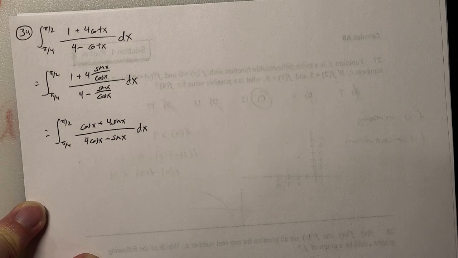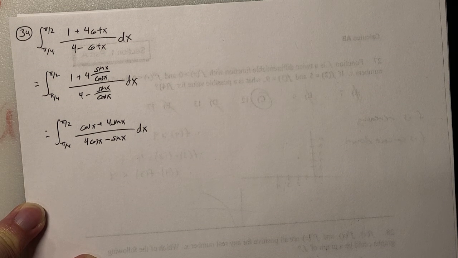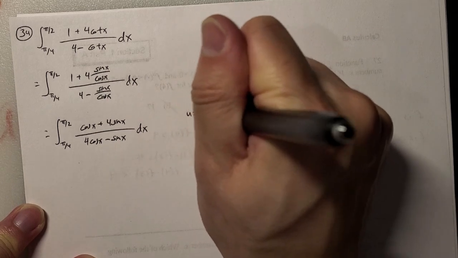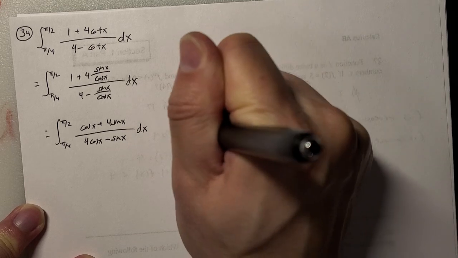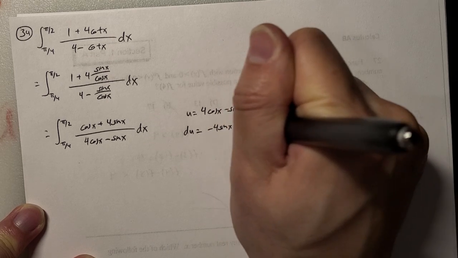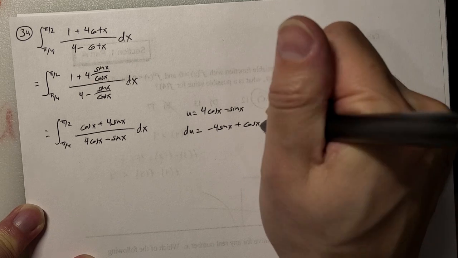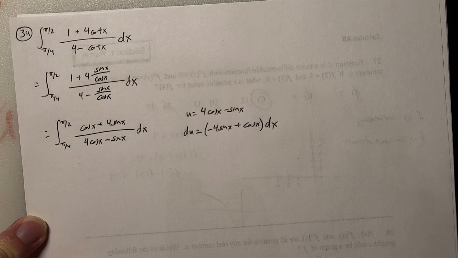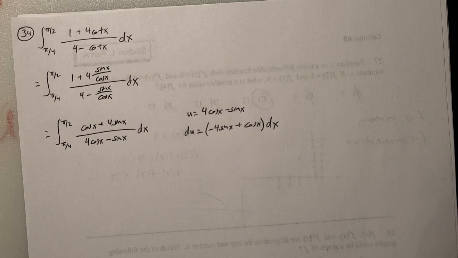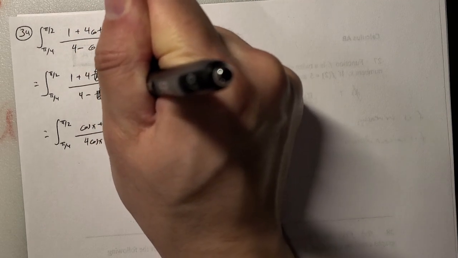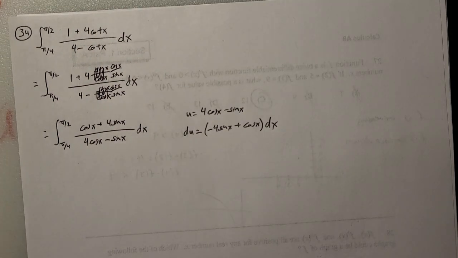Okay, now what do we do from here? Maybe a substitution. Maybe let's let u be 4 cosine x minus sine x. Let me write that. Du would be minus 4 sine x plus cosine x dx. Did I write this correctly? I did not do this correctly because this is cosine x over sine x. I wrote tangent. Cosine x over sine x.